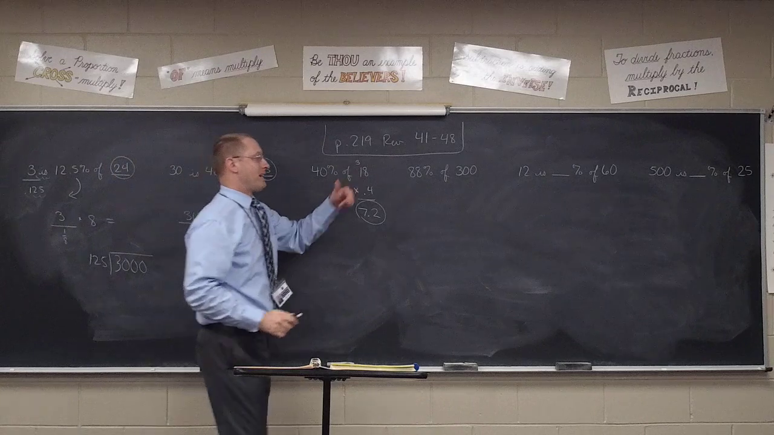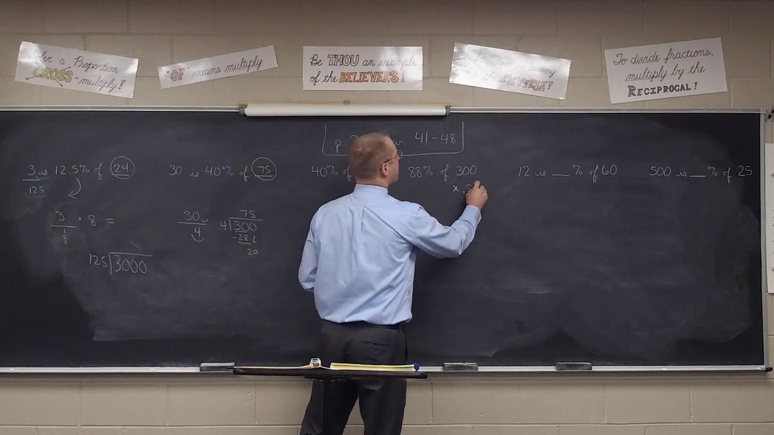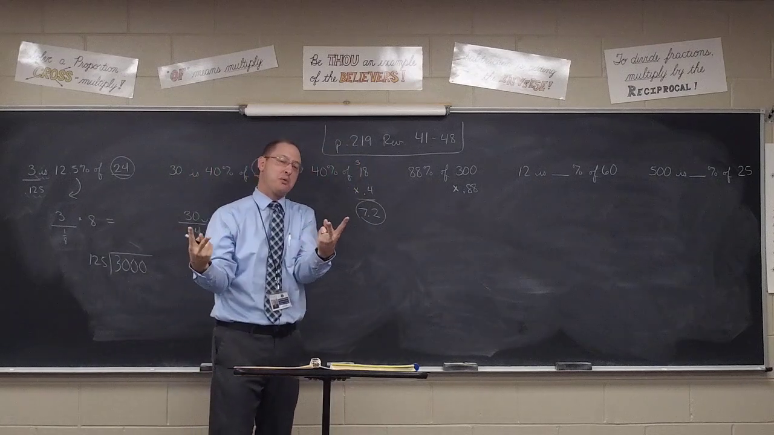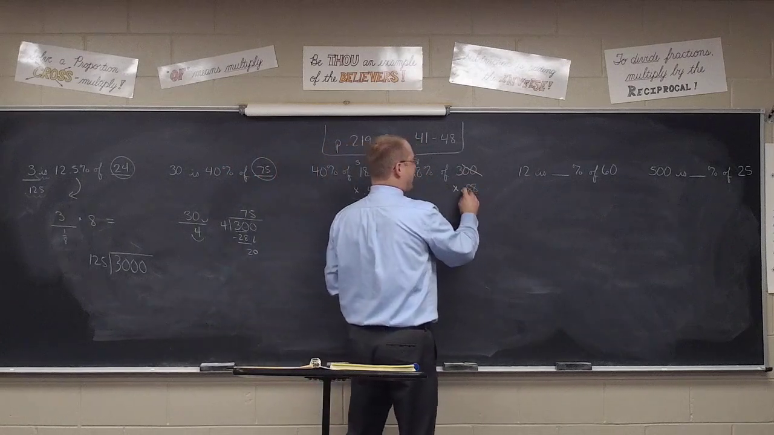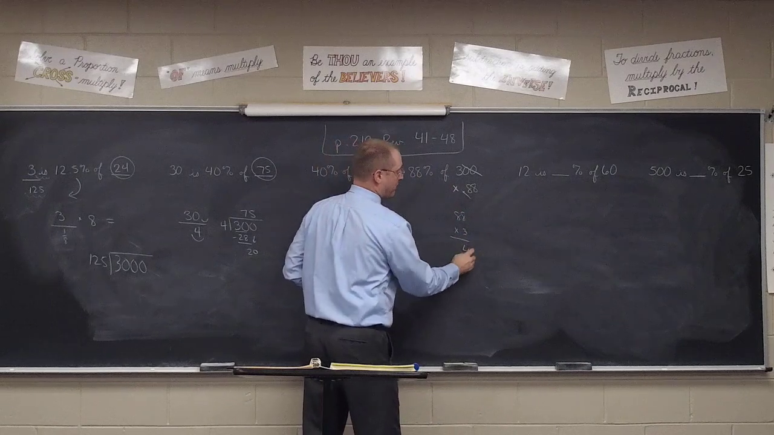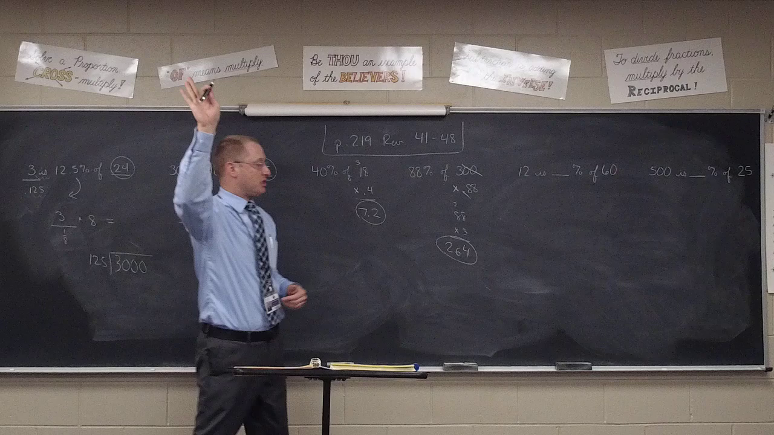Right here, class, what do I need to multiply the 300 by? 0.88. But I've got 2 zeros and I've got 2 decimal places, class, so I could let them just cancel. Make it just 88 times 3. 3 times 8? 24, carry the 2, 3 times 8 plus 2, 26. And we're done, just like that. How many got 264 for number 44?